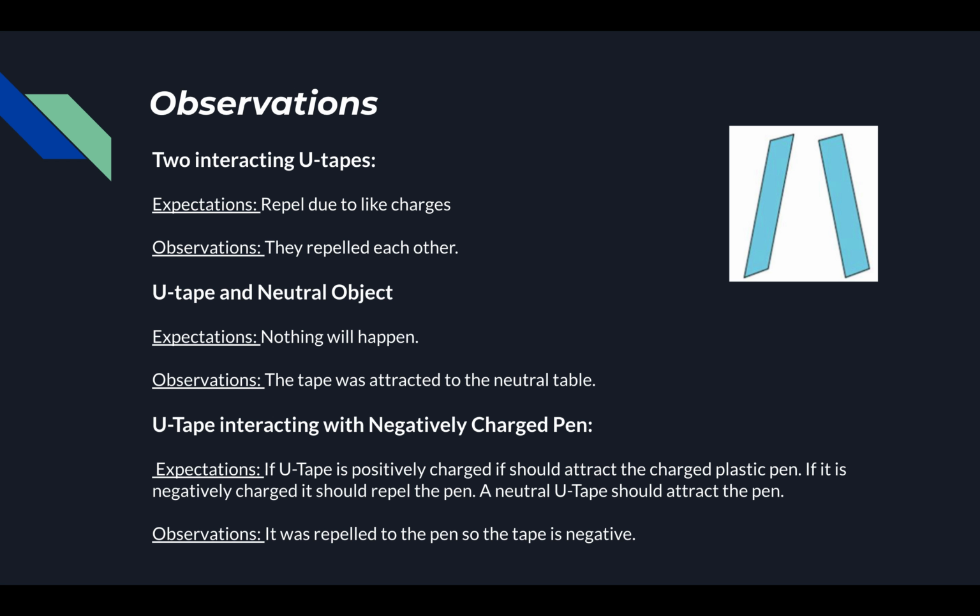This is likely due to the presence of the electric fields of the tape. When the U-tape was brought in close contact with a pen which was negatively charged, it was actually repelled, which means that the charge on the tape must also be negative.